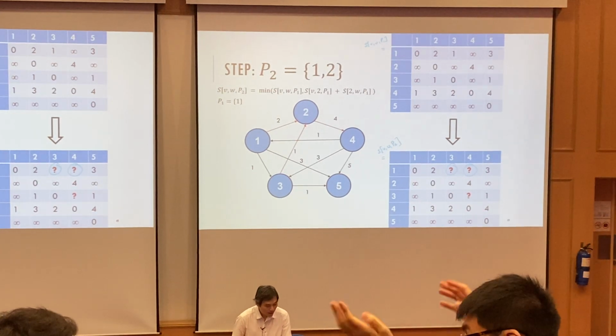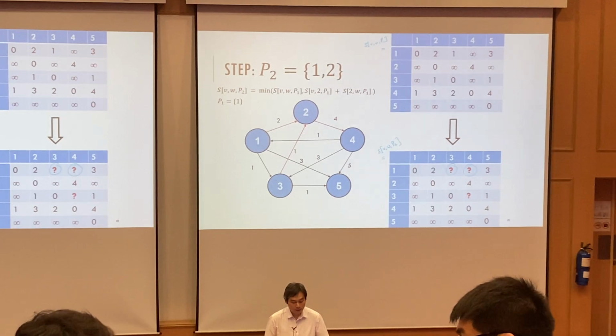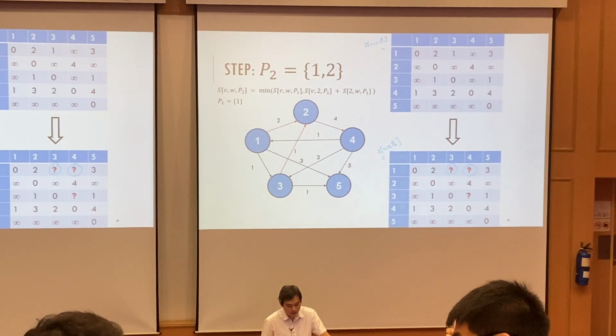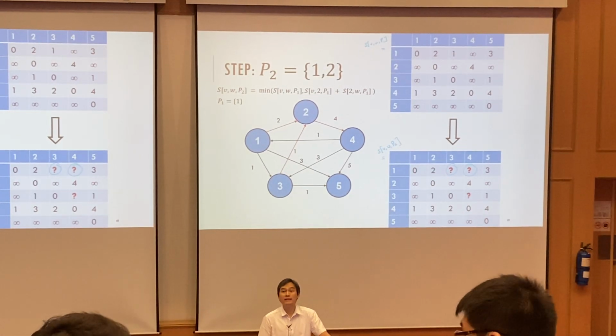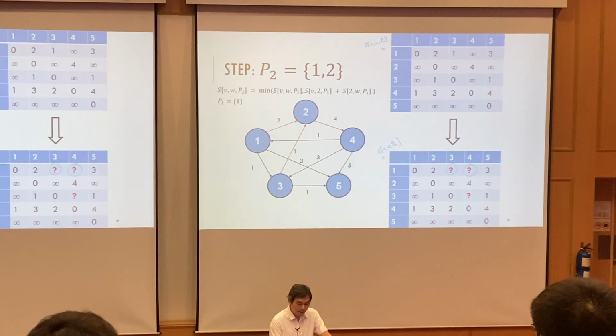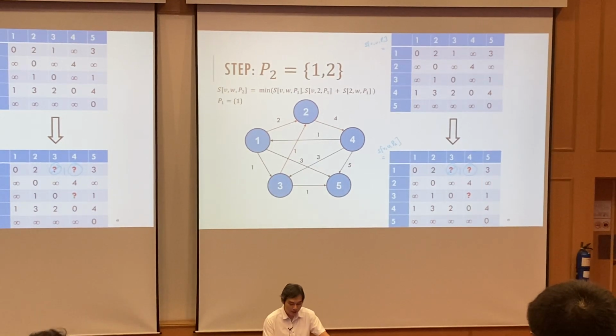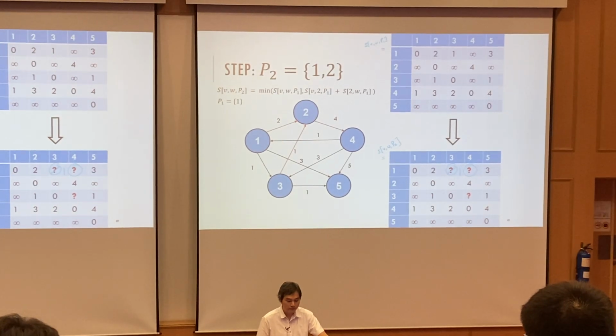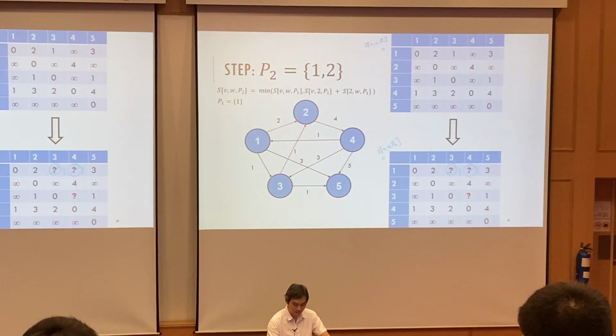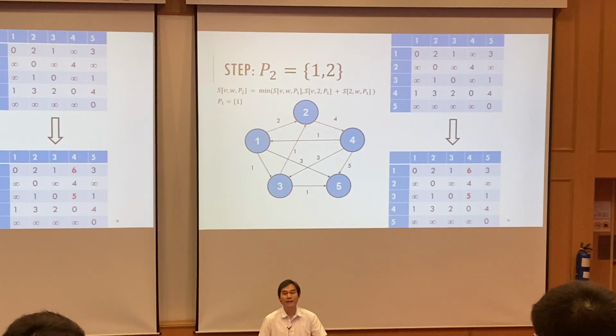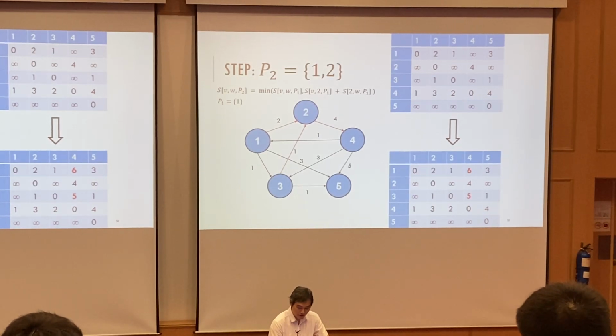Okay, time's up. So let's look at this. Can someone tell me what the updated S value is for 1, 3, P2? What should it be? 1. Good. How about 1, 4? 6. Okay, is that right? Yeah, right. So 1 didn't change, but 6 did.